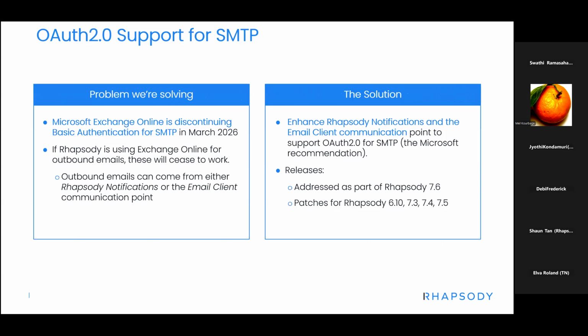All right, so first item, OAuth 2 support for SMTP. Just as a reminder, the problem here is that Microsoft Exchange Online is discontinuing basic auth for SMTP support in March 2026. That will mean that Rhapsody emails will stop working if you are using Exchange Online. So in Rhapsody 7.6 we will enhance the Rhapsody notifications and email client to support OAuth 2 for SMTP, which is the Microsoft recommendation. This will be addressed as part of 7.6, but we will also have patches for 6.10, 7.3, 7.4, and 7.5.